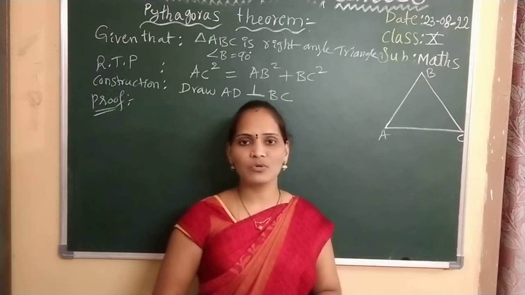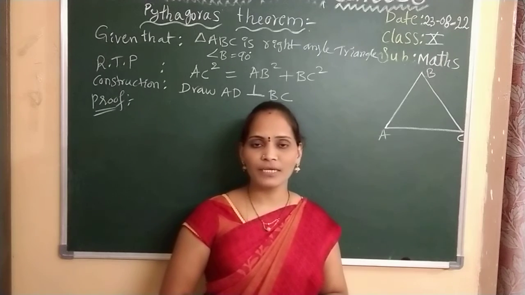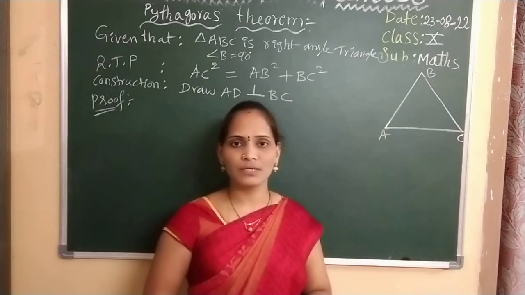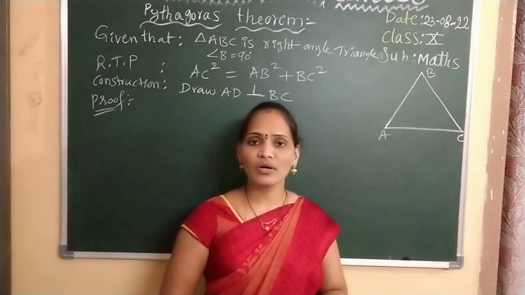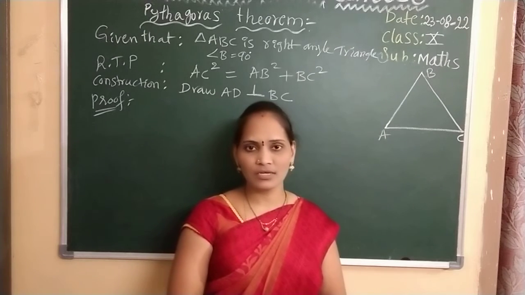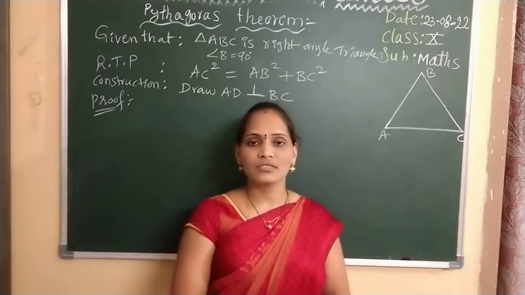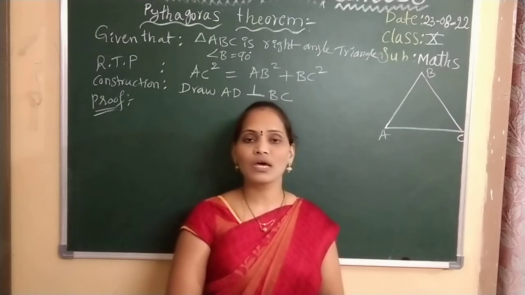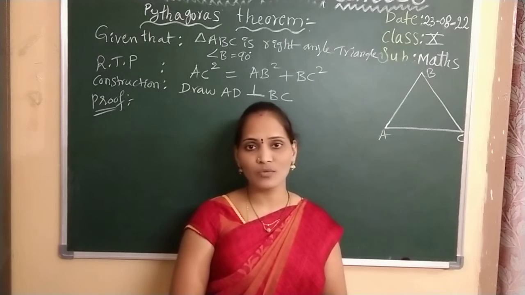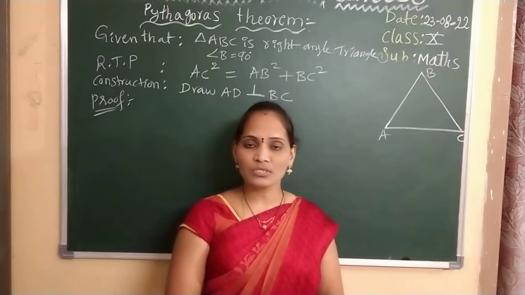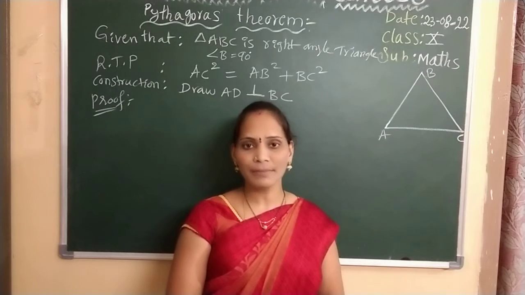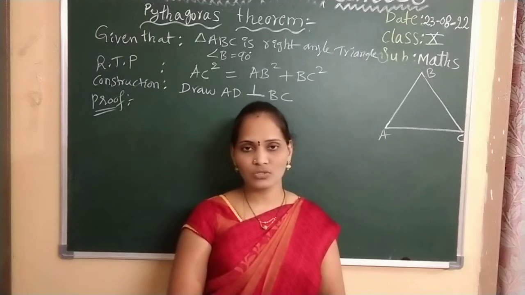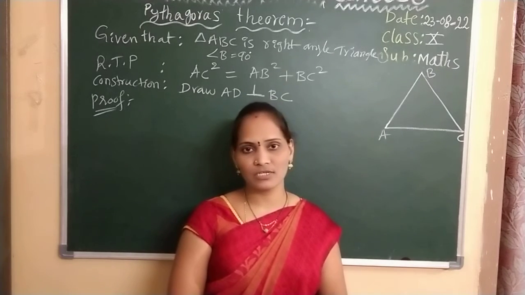In this video, I am going to explain how to derive Pythagoras theorem. Before going to derive, first let us see the statement, the definition. What is the statement of Pythagoras theorem? The square of the length of the hypotenuse in a right angle triangle is equal to the sum of the squares of the remaining two sides, the sum of the squares of the other two sides. This is the statement of Pythagoras theorem.